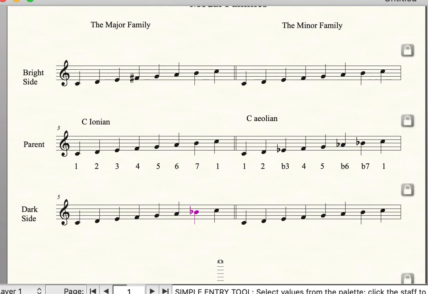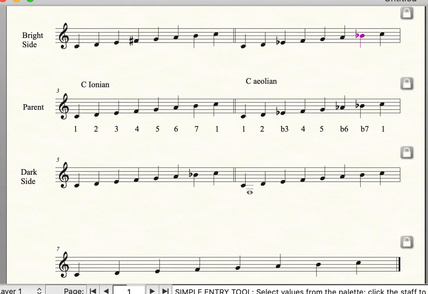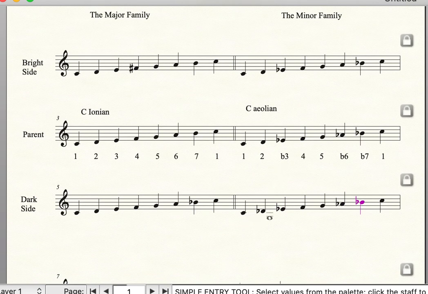On the minor side, we have a similar set of circumstances. Our home base is Aeolian, and the brighter minor key mode is Dorian. So here's Aeolian, and here is C Dorian. The darker minor key mode is Phrygian. So what makes it darker is flat 2. So here's Aeolian, and here is Phrygian.